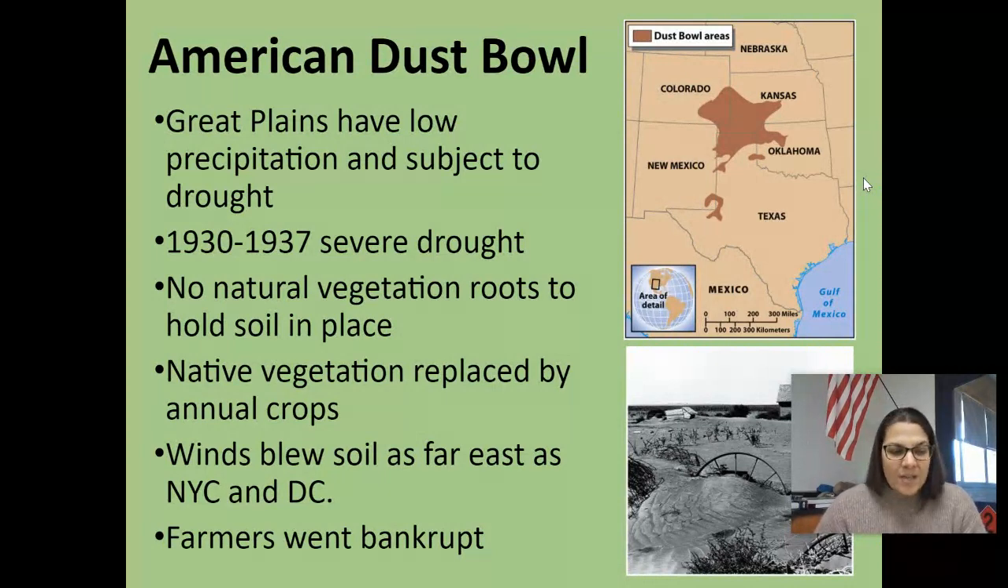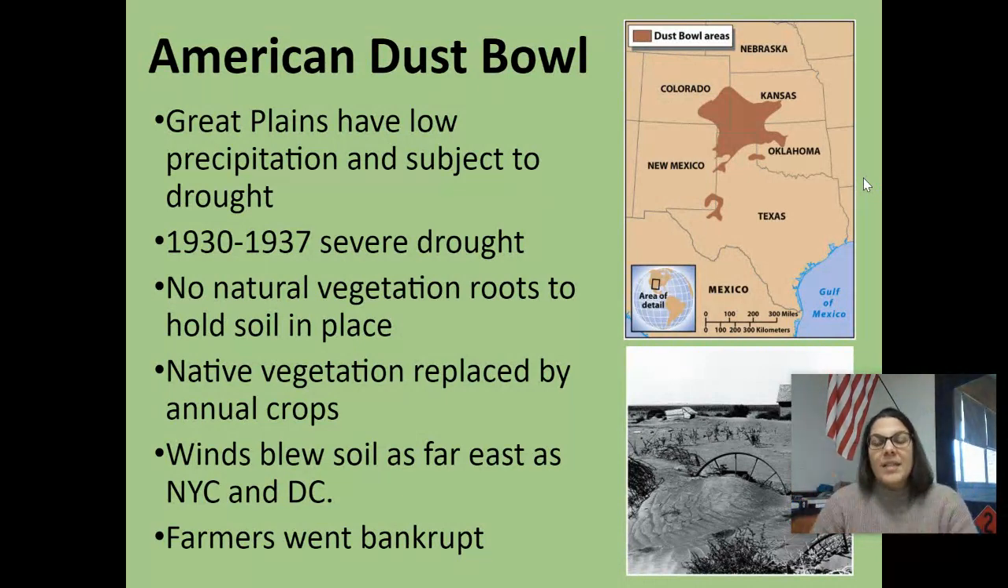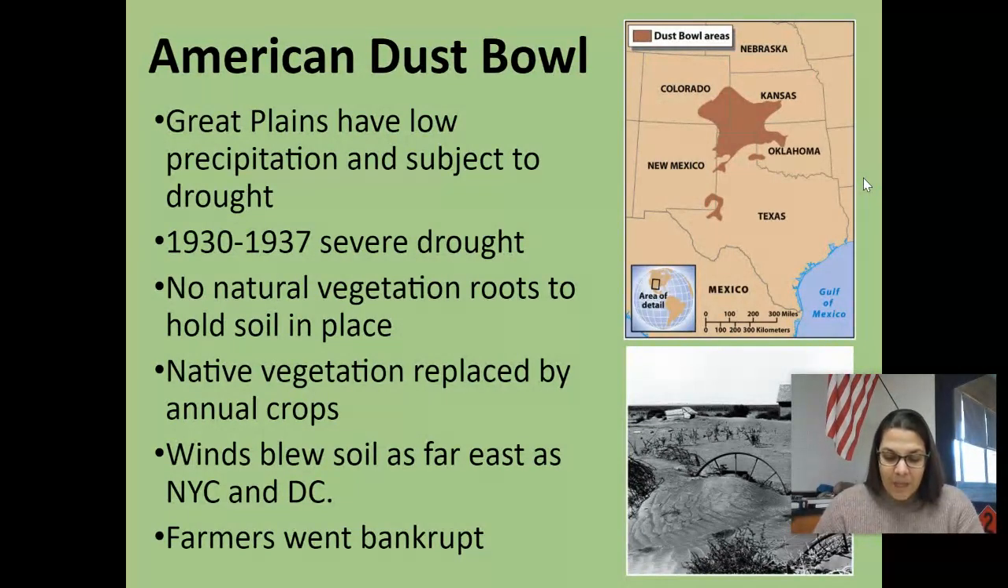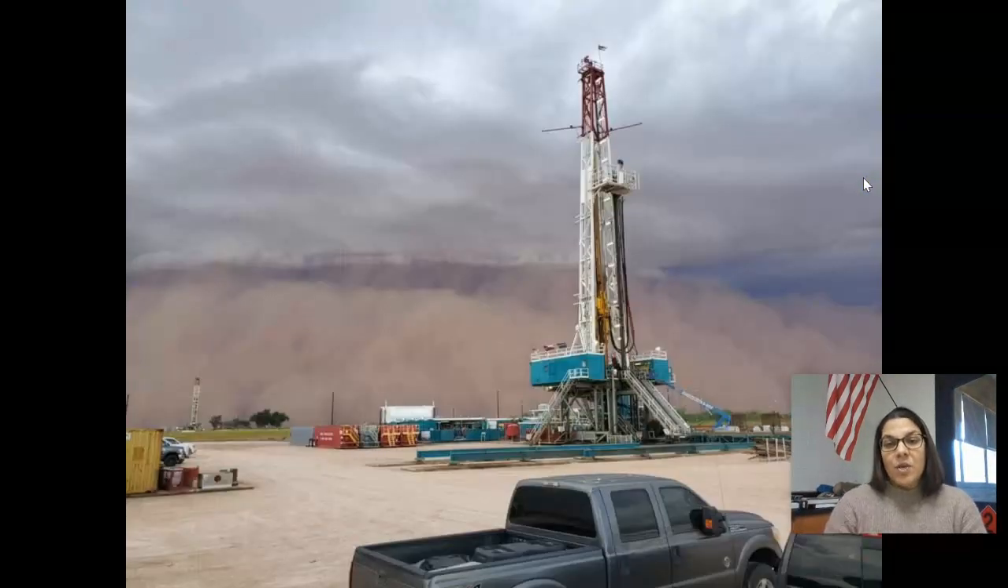And what happened was, if you have dirt and you let it dry out, that dirt becomes dust. Okay, you don't have that soil to hold those particles together. And you guys know our prevailing winds in the US go from west to east. So you had these winds and they blew soil as far east as New York City and DC. And a lot of farmers went bankrupt during this.